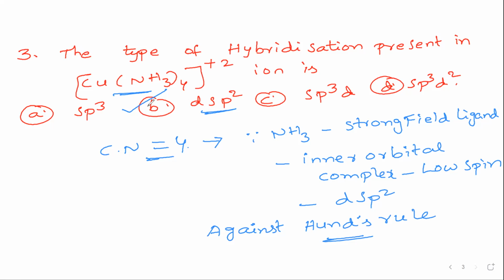So definitely if the coordination number is 4, there are chances of either sp3 or dsp2. To identify whether it is dsp2 or sp3, we simply have to see whether the copper is attached to a strong field ligand or weak field ligand. If the copper is attached to a strong field ligand, it will definitely form an inner orbital complex and also a low spin complex, due to which pairing of electrons takes place against Hund's rule. So automatically it will go for dsp2. So the answer is the second option. So it is clear now.